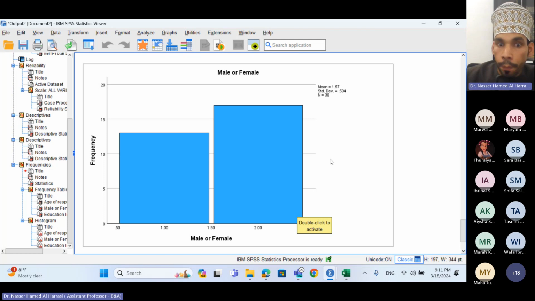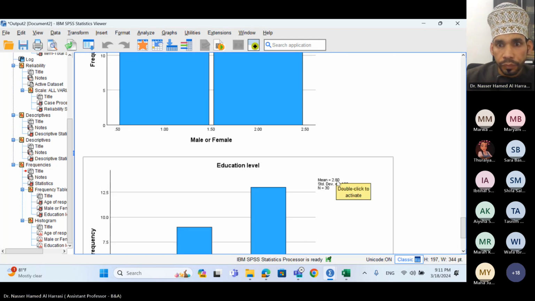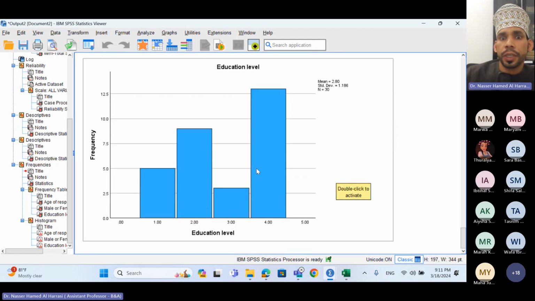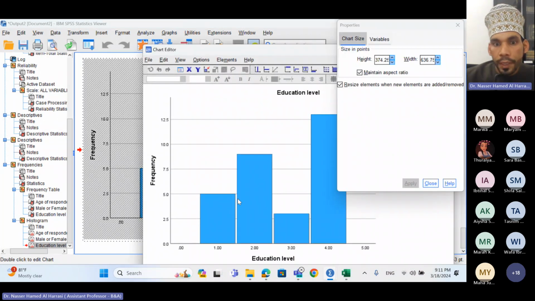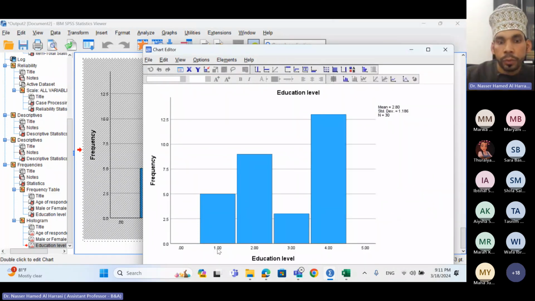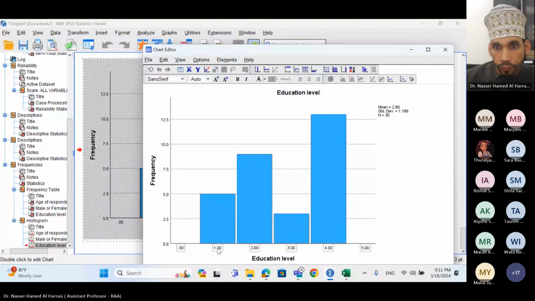We can just copy and paste it there. Here also we have the education level, which refers to each one. Now I can adjust that. For example, it shows 1, 2, 3, 4, 5. No need for that. So I double click on it, and then you can amend. Instead of writing number 1, you can write, for example, high school, and so on.